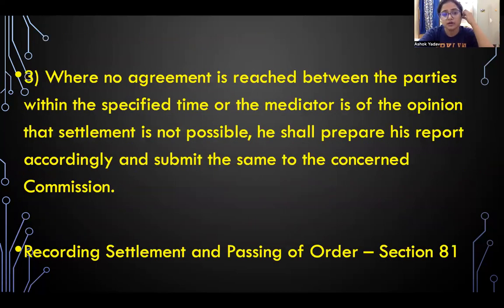Now, in case no agreement is reached between the parties within the specified time, or the mediator is of the opinion that settlement is not possible, he shall prepare his report accordingly and submit the same to the concerned commission, right? So he has to submit this report also. If he's not satisfied and is of the opinion that settlement cannot be done, then he shall state that and send his report to the concerned commission. Right. Now, Section 81 is talking about recording of settlement and passing of order. If the settlement is arrived at by the mediation and the order is passed accordingly, then Section 81 is talking about that.